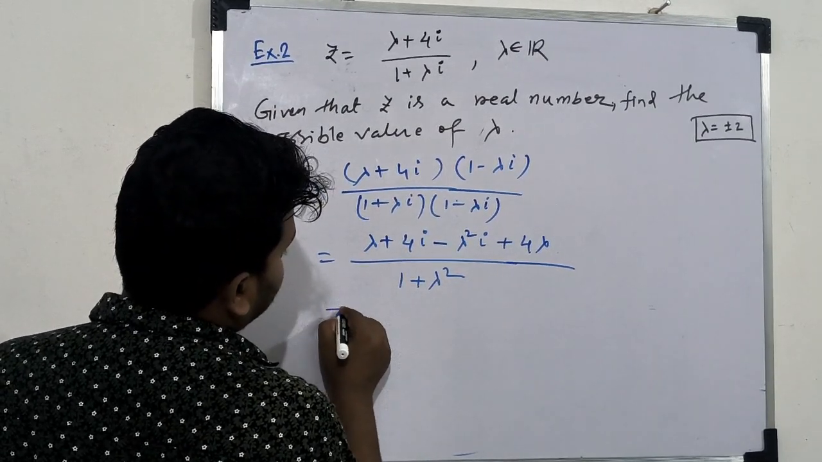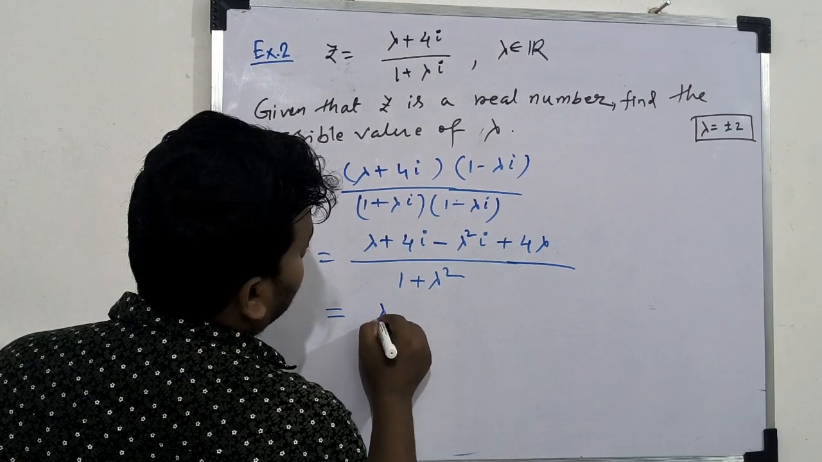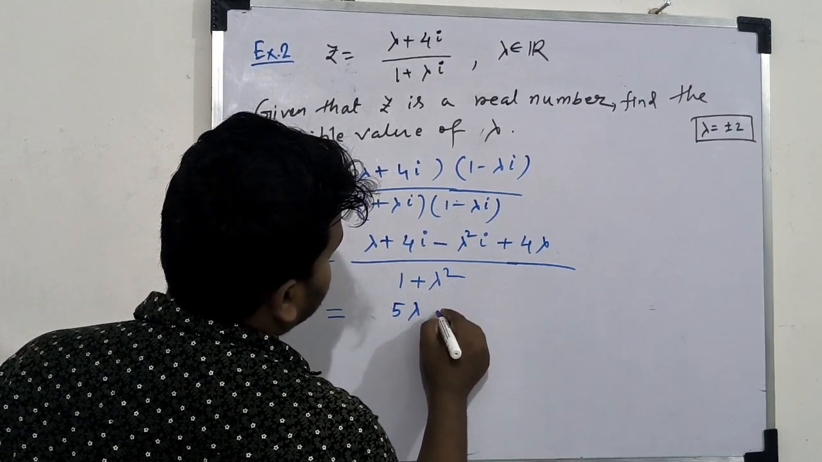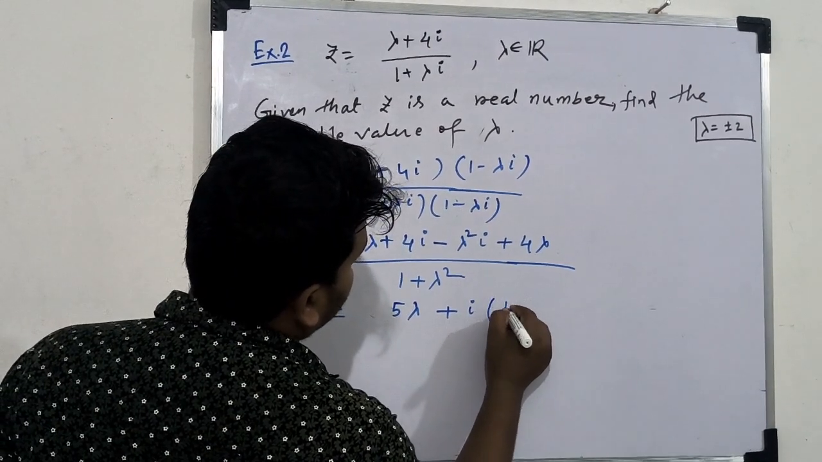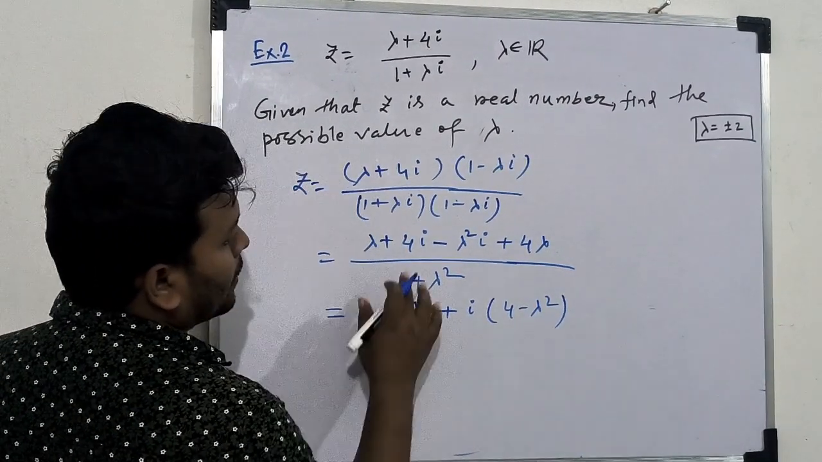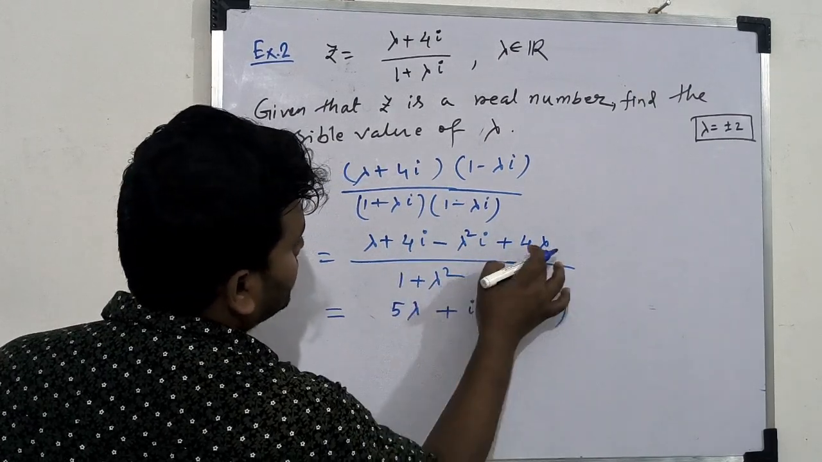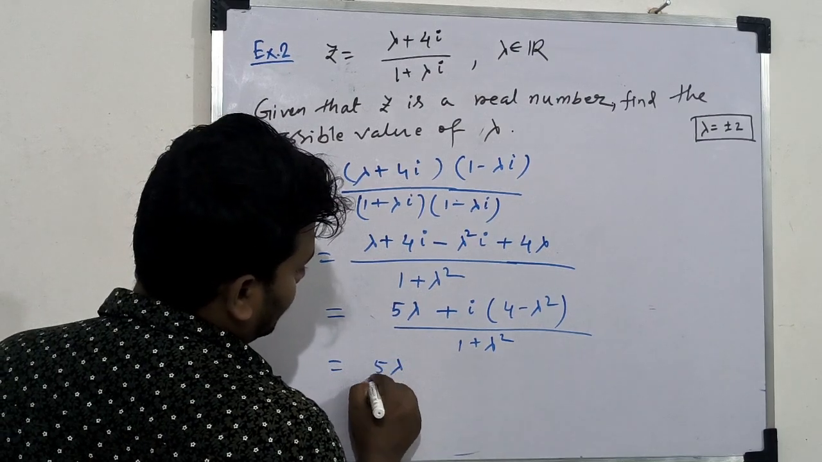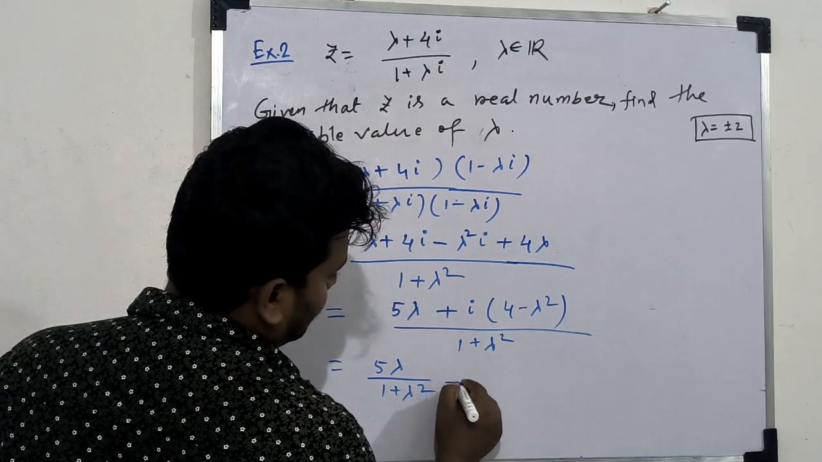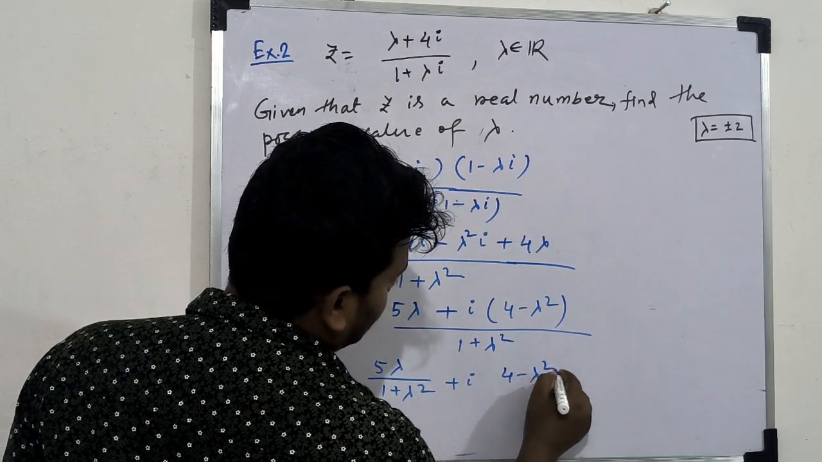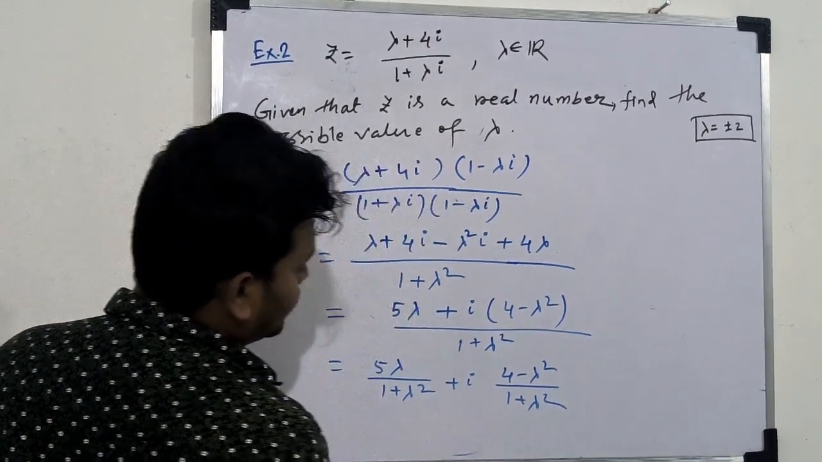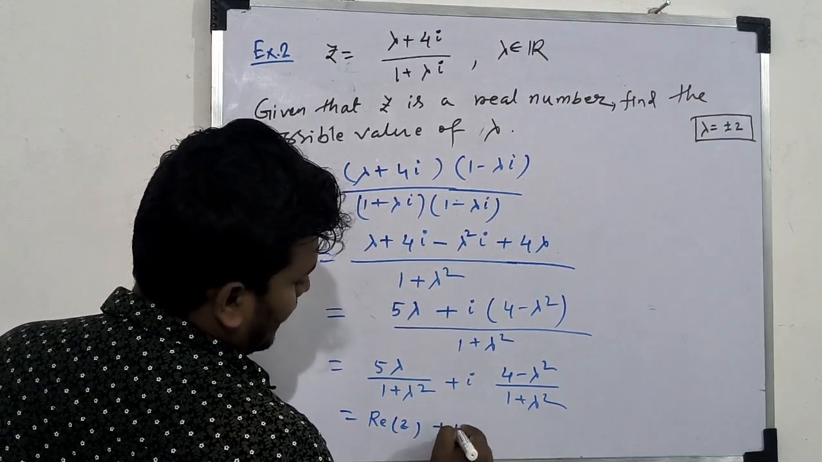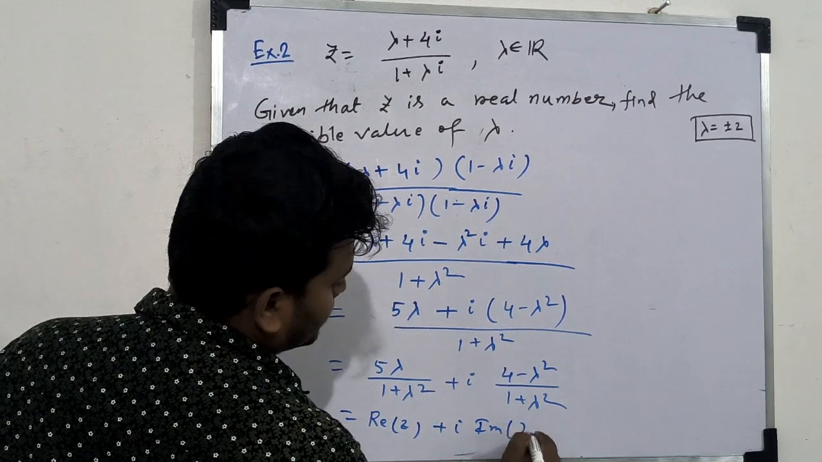So from this we get lambda plus 4 lambda, that is 5 lambda, and plus i into 4 minus lambda square, divided by 1 plus lambda square. So we get 5 lambda divided by 1 plus lambda square, plus i into (4 minus lambda square) divided by 1 plus lambda square. So this is the real part of Z and this is the imaginary part of Z.